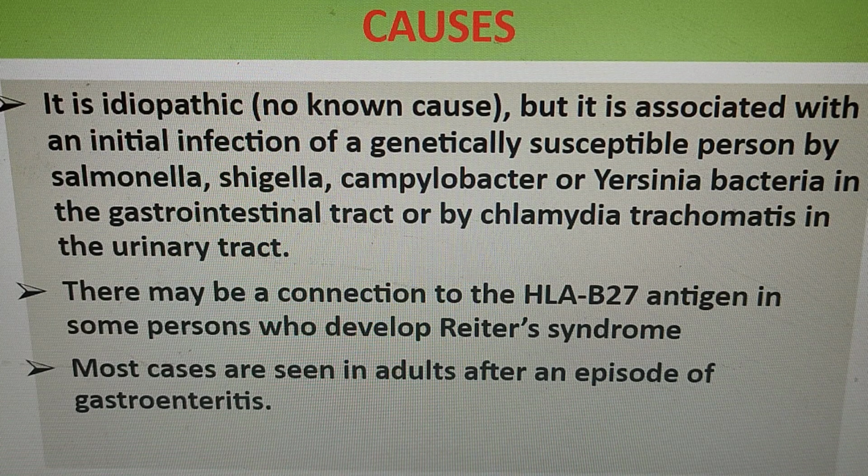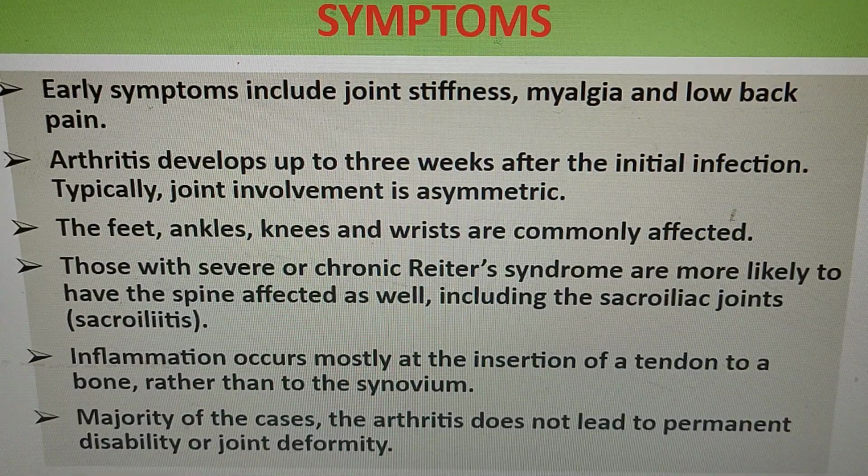Most cases are seen in adults after an episode of gastroenteritis, meaning inflammation of the stomach and the intestine. Symptoms of this disease: early symptoms include joint stiffness, myalgia, meaning muscle pain, and low back pain, so pain in your low back. Arthritis develops up to 3 weeks after the initial infection. Typically, joint involvement is asymmetric.